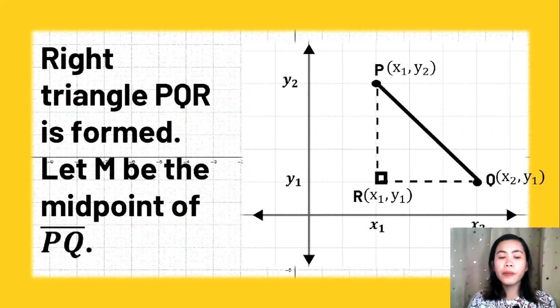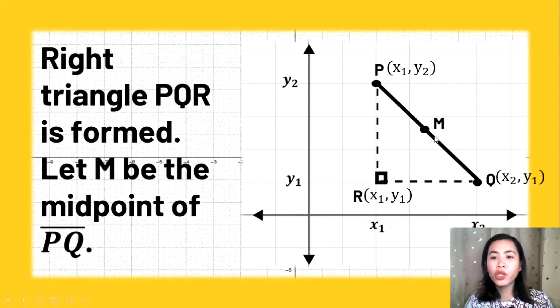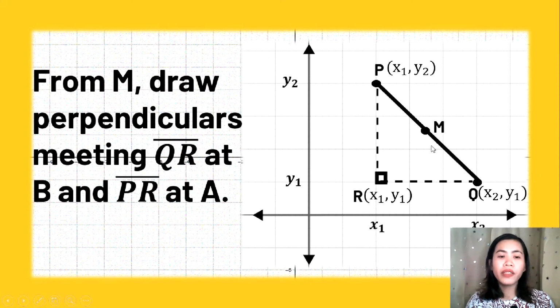Let M be the midpoint of the line segment PQ. So, this point M, ito yung hahanapin natin ng coordinates. Since midpoint siya ni line segment PQ, line segment PM is congruent to line segment QM. From M, draw perpendiculars meeting line segment QR at B and line segment PR at A.